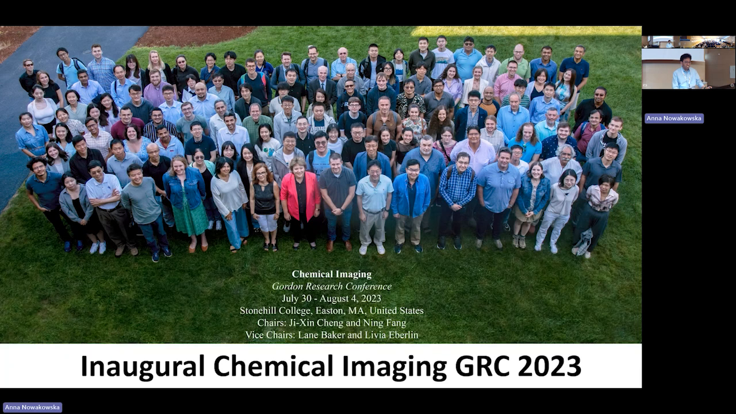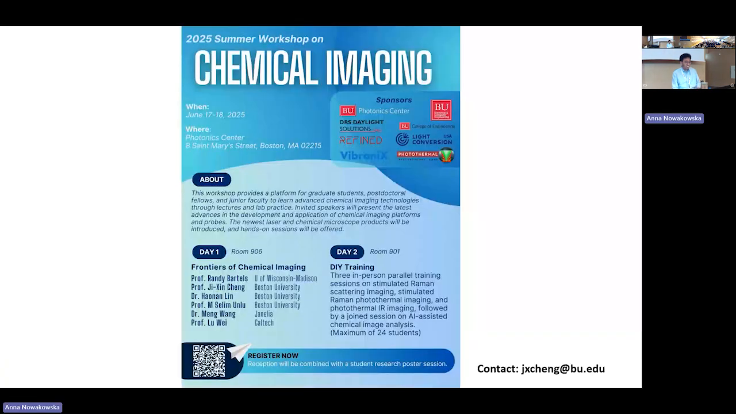We had the first GRC in 2023, and we have it again this year in August. You are welcome to attend. Also in June this year, I have a chemical imaging workshop. So largely we have a DIY training to teach you how to build a chemical microscope. That's 2 weeks from now.